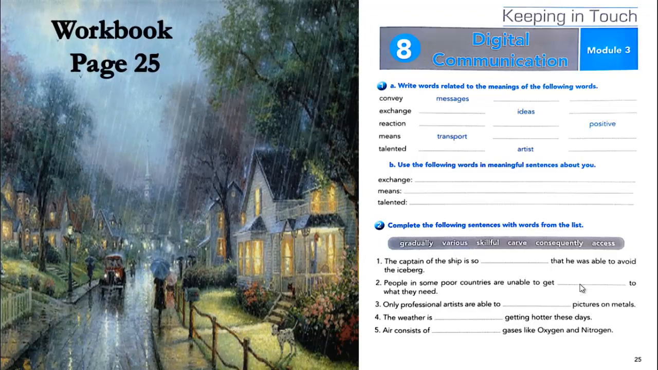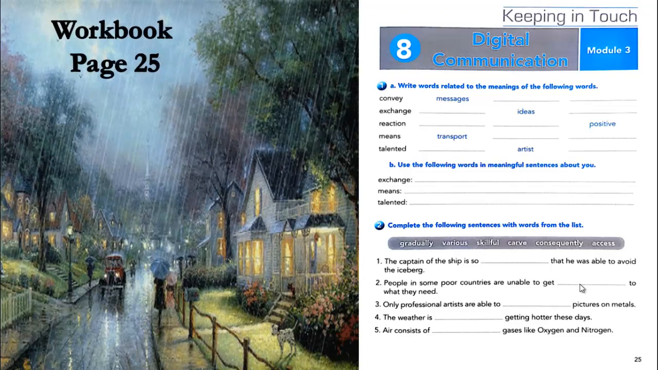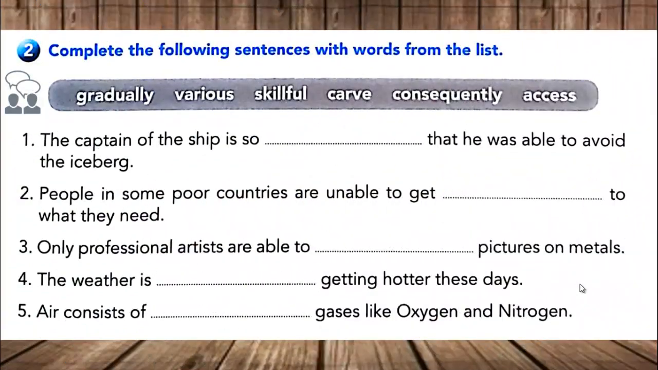Let's go on together to page 25 in your workbook. Exercise number 2. Here you are going to complete the following sentences with words from the list. We have group of words here: gradually, various, skillful, curve, consequently, axis. You have to choose between these words. You are going to write them down in their correct places. Look at them and answer the following 5 questions. Take your time and then come back to check your answers with me.